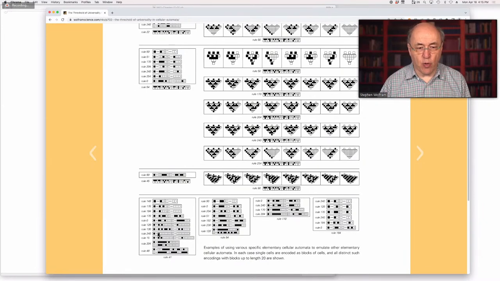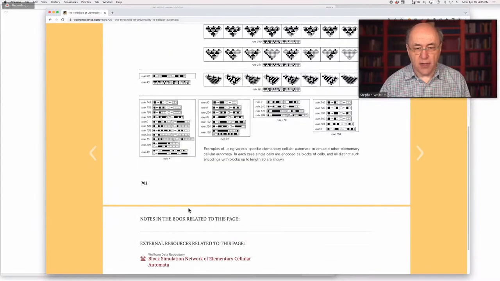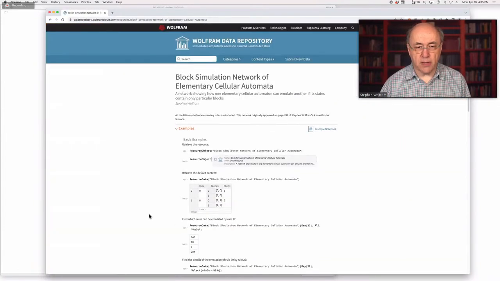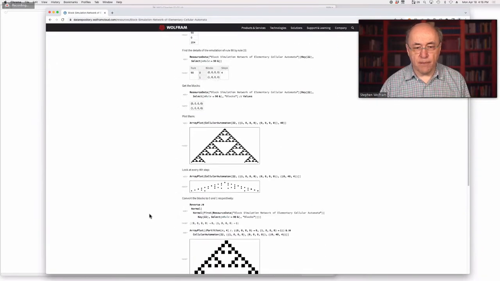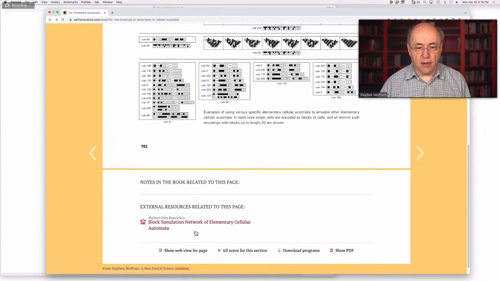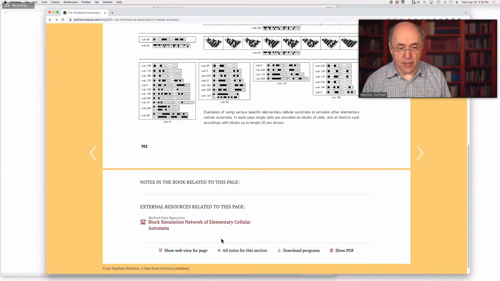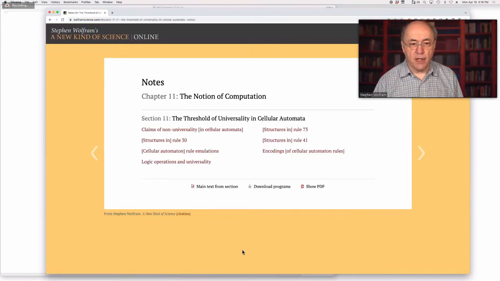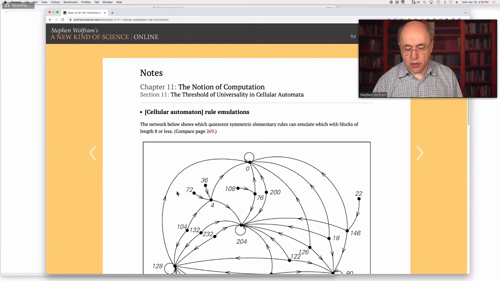This is rule 41, emulating all kinds of rules. I think in the notes here I show, that's interesting, that's in the data repository. That's the data on what can emulate what, but I was pretty sure there was a note in this section that showed a picture of the emulation thing, and I think that's a mistake, that it's not a note for page 702 there. Okay, so this is the structure.